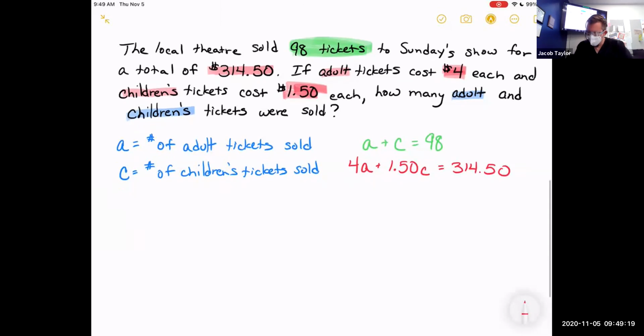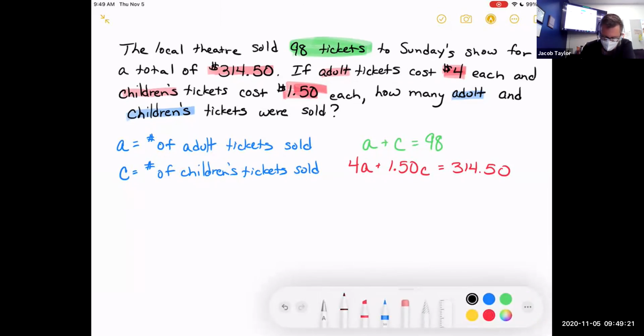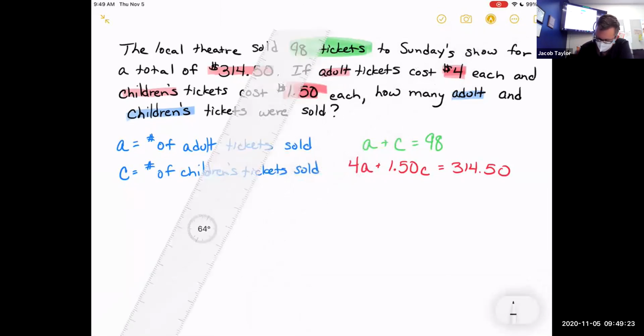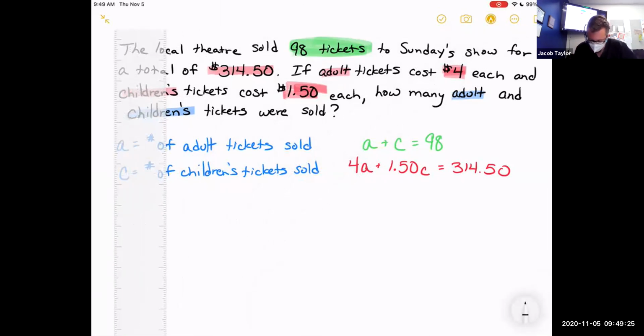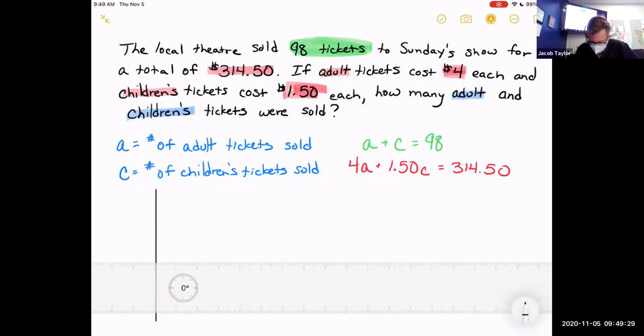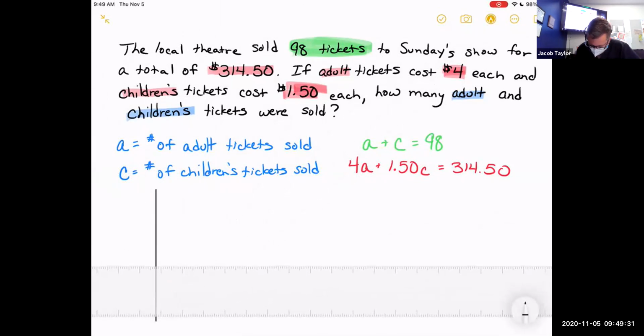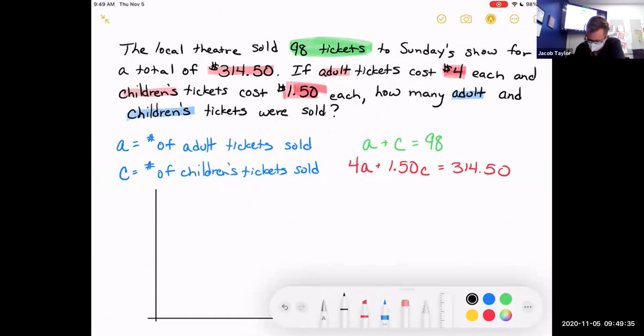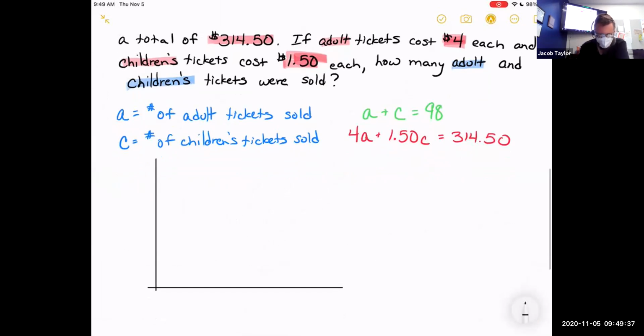Now let's assume, just for the sake of argument, that we had already graphed this. We're not going to focus too much on making the graph right now. I just want to focus on how to find the answer. So I'm going to go ahead and do an x-axis and a y-axis, and the bulk of my graph is going to be the first quadrant. Can you tell me why? Exactly. I cannot have a negative number of tickets.